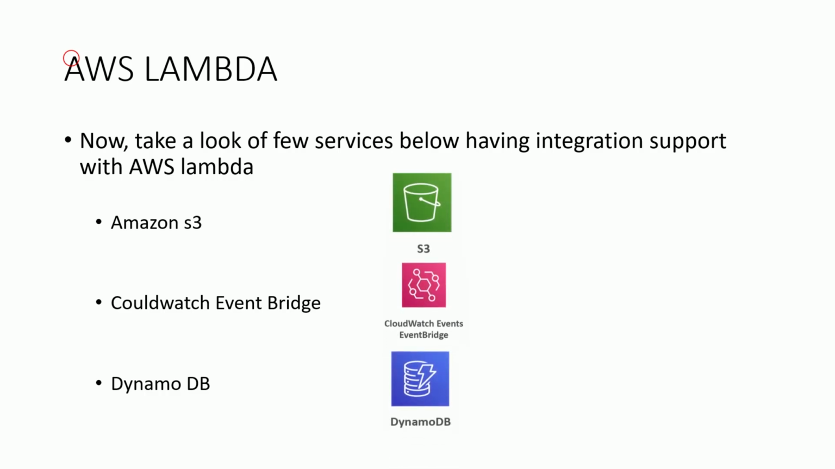Now take a look at a few services having integration support with AWS Lambda. For example, Amazon S3. How is S3 integrated with AWS Lambda? If you put an object in S3, create a new object, delete an object, or modify any object, we can set up S3 to send a notification to AWS Lambda by using some other intermediate service like AWS EventBridge. We'll discuss that later. So any event in S3, we can send as a trigger to AWS Lambda.